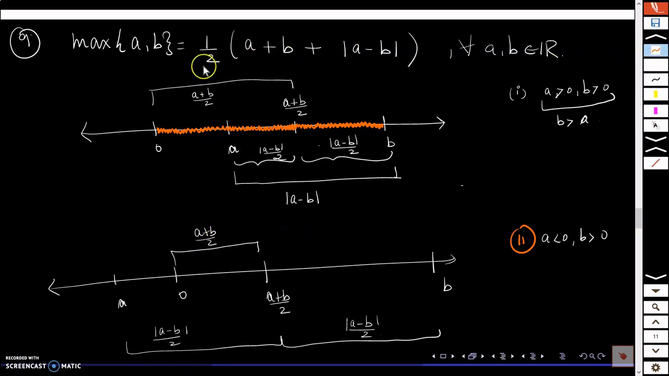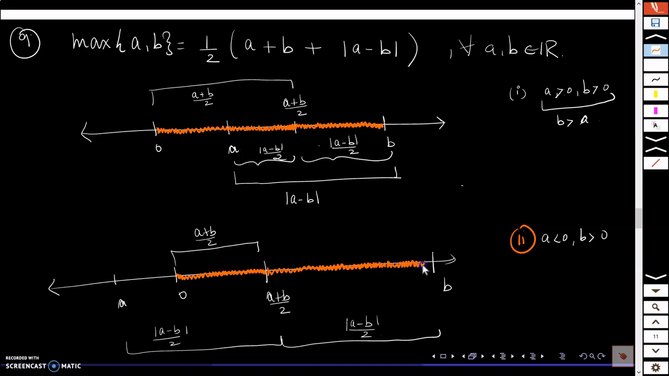And half of A plus B is nothing but A plus B by 2, that distance, and that is actually this, which I have marked in red. And once I distribute the half to the later expression, that is modulus of A minus B by 2, which I know is exactly this distance from A plus B by 2 to B, which I have marked here. So this will be again this distance, and this turns out to be the distance between 0 and B, right?